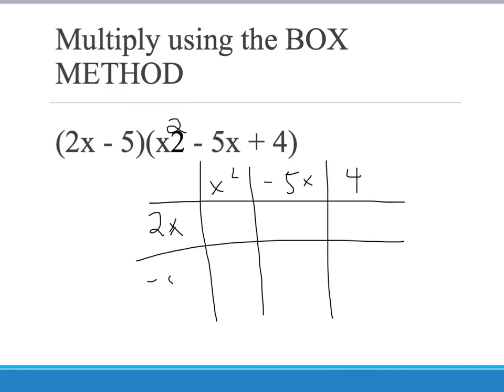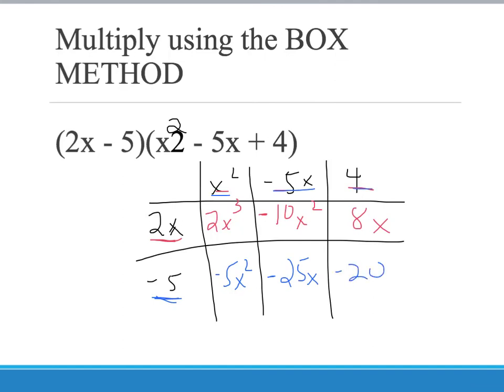and minus 5. Okay, so now I'm going to multiply here 2x times x squared would give me 2x to the third. 2x times negative 5x, negative 10x squared. 2x times 4, 8x. Okay, next row, negative 5 times x squared, negative 5x squared. Negative 5 times 5x is negative 25x. And negative 5 times 4 is negative 20.